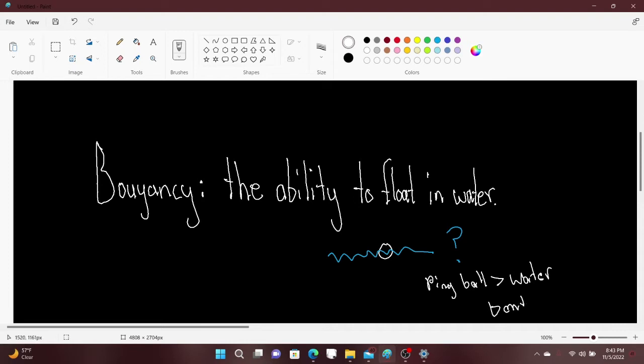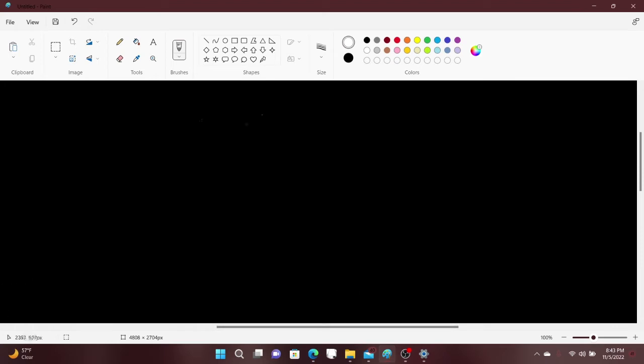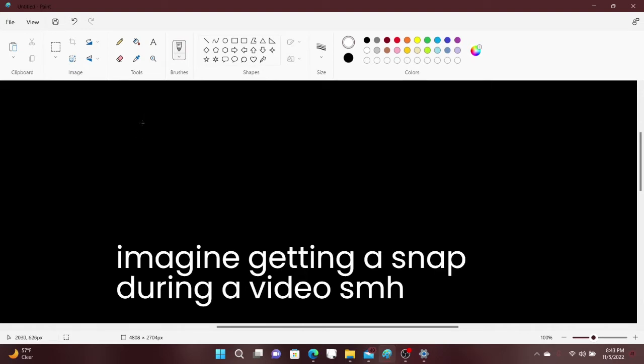In density, if I can write density. But yeah, this is shocking, right? But that's literally the reason why it floats on water. So, how would this phenomenon relate to a human being? Because human beings are actually more dense than water, in my opinion.